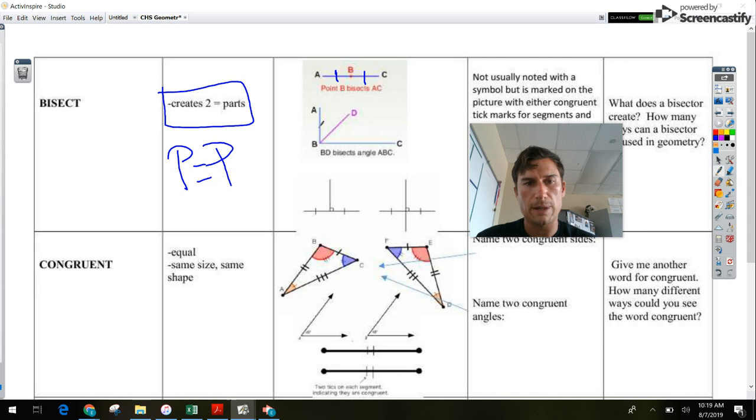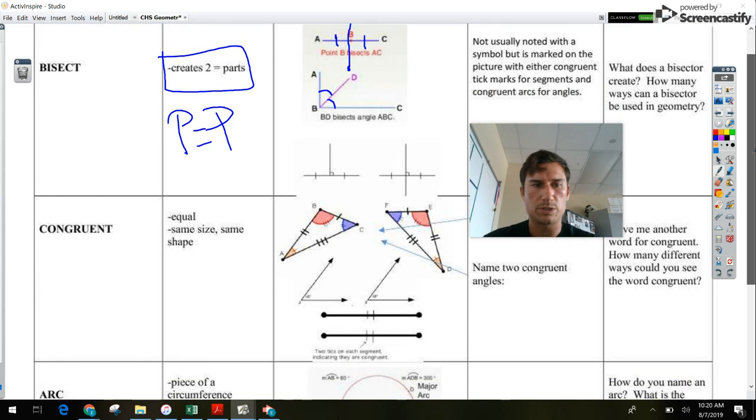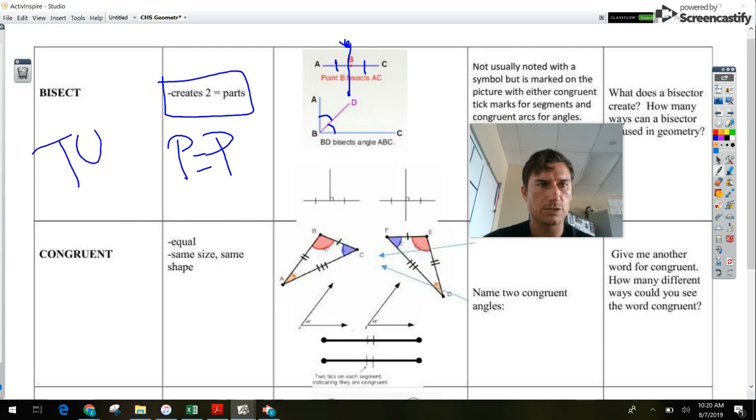And then you have an angle bisector, and these arcs tell you that the angles are congruent. So remember, bisect creates two equal parts. It could be a segment bisector. I just drew a little, not the best picture, but that would be the segment bisector. And then you can have an angle bisector. So really important there.